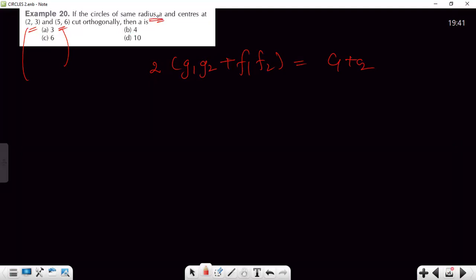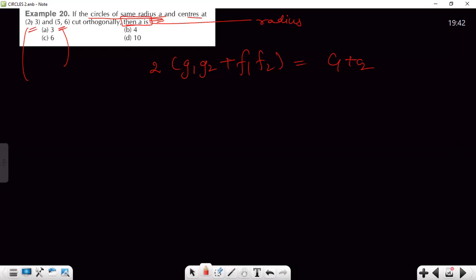So now there is a challenge to find C. This time we'll have to solve for it. If the circles are of the same radius A, and centers are given, what we need to find out is the radius.